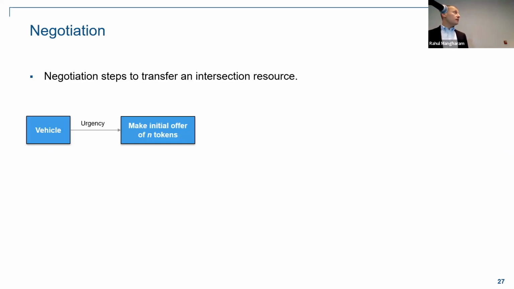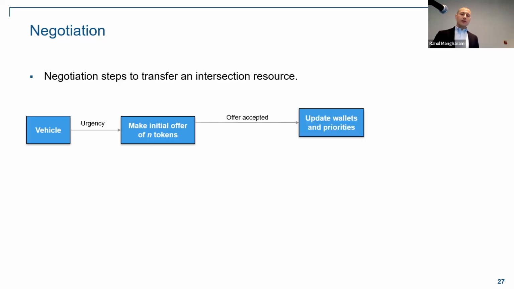All right, so the negotiation mechanism is quite simple. This is the algorithm that we used, in a flowchart. For each vehicle, we have an urgency level that has been set. Based on that value, that actor can make an initial offer of N tokens, again based on the urgency level. That offer is given to the owner of the intersection or the conflict zone.